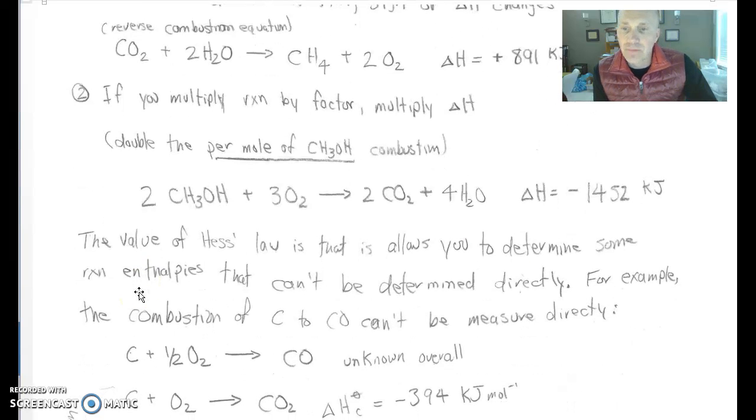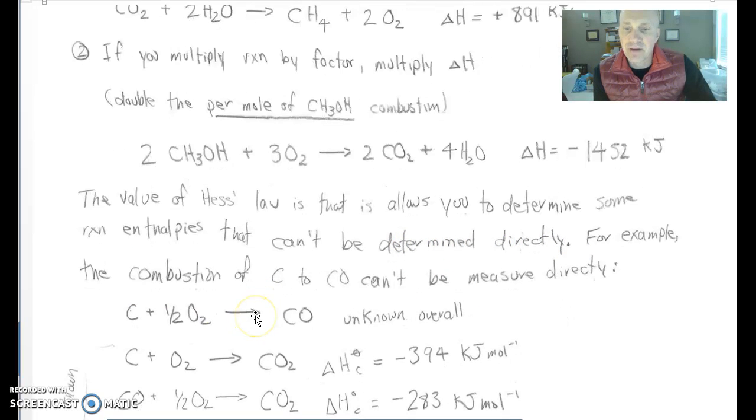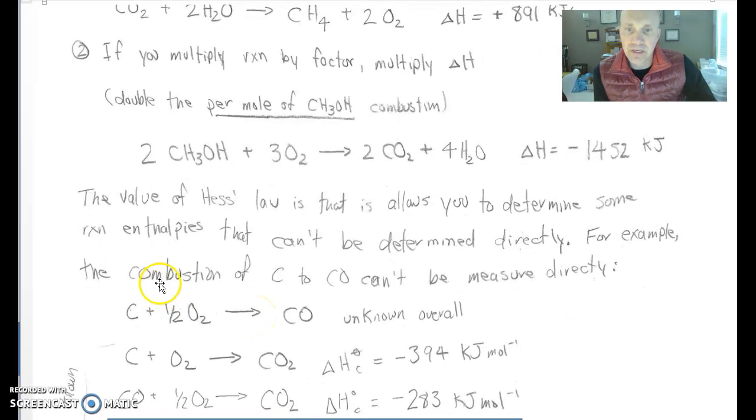All right, so here's an example of the value of Hess's law. Sometimes it allows you to determine enthalpies that can't be determined directly. So for example, if we wanted to figure out what the standard enthalpy of combustion of carbon going to carbon monoxide is, we can't do that directly. If we took some carbon and tried to just burn it with a little bit of oxygen to get carbon monoxide, we can't do this directly.